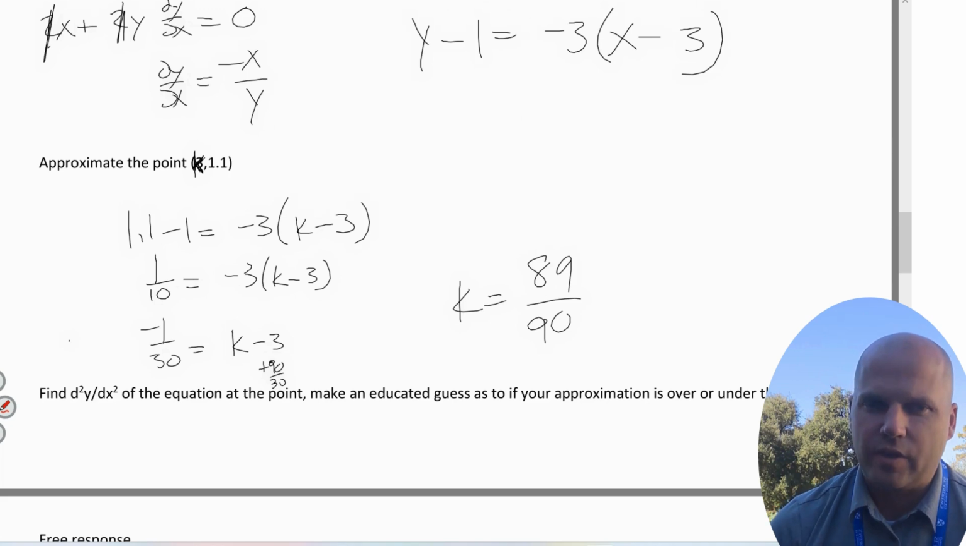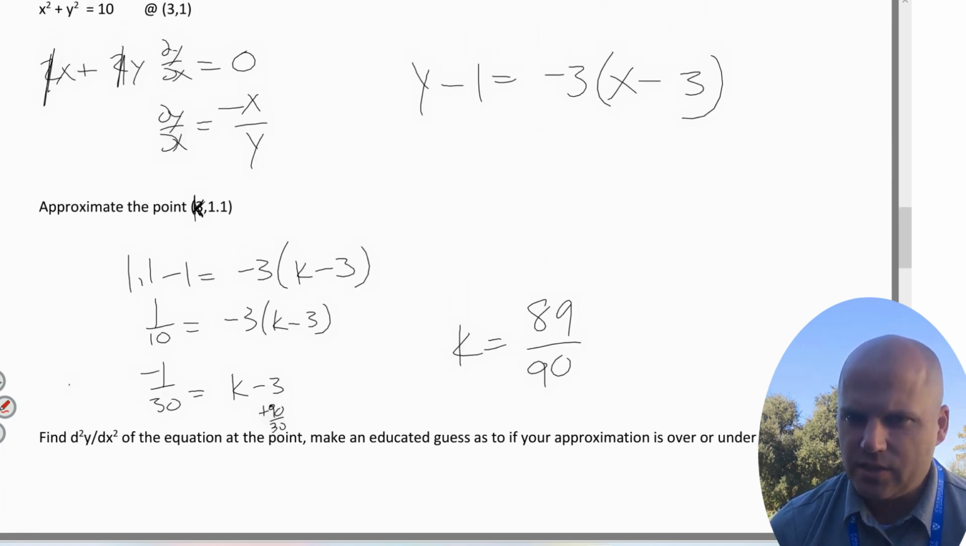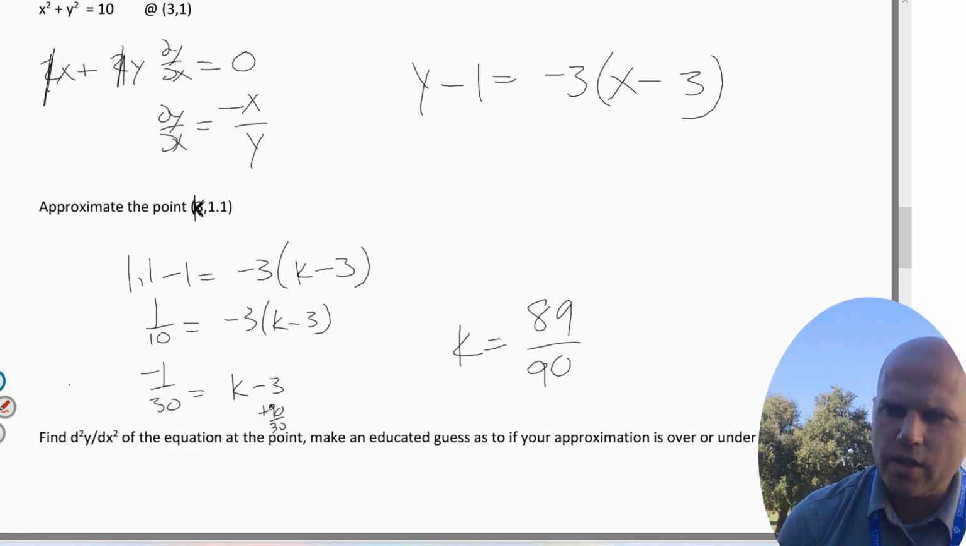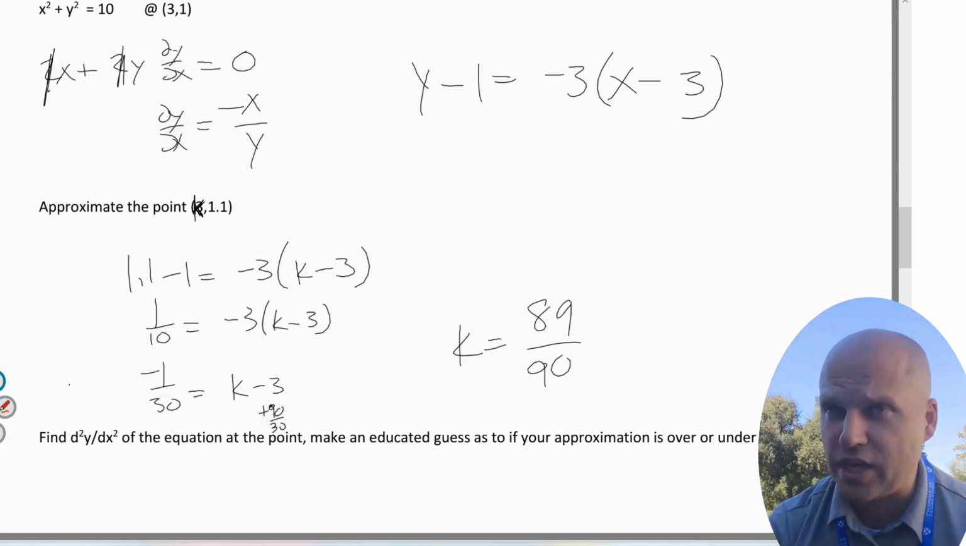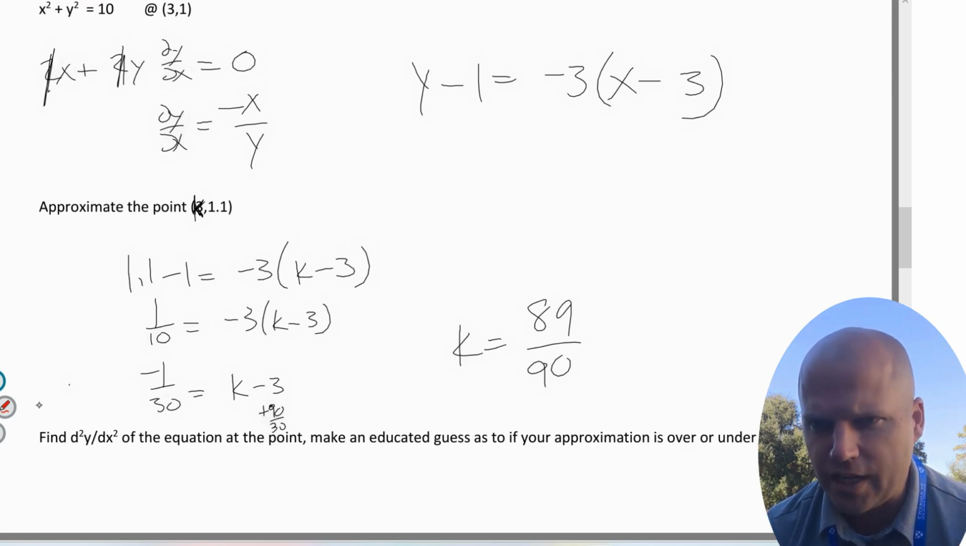Let's find the second derivative. Make an educated guess as to if your approximation's over or under. So here is where we're finally using a second derivative of an implicit curve, because we know second derivatives tell us about curvature, whether it's concave down or concave up.